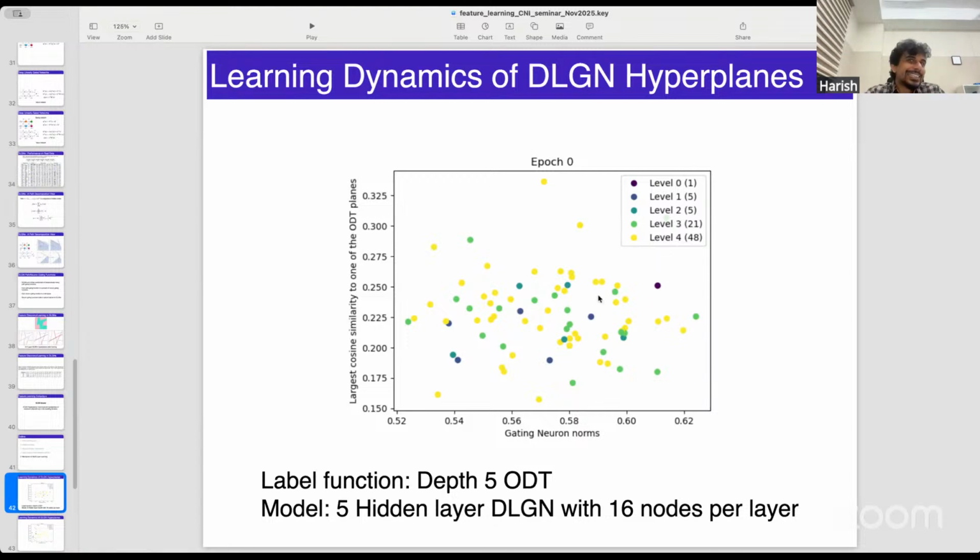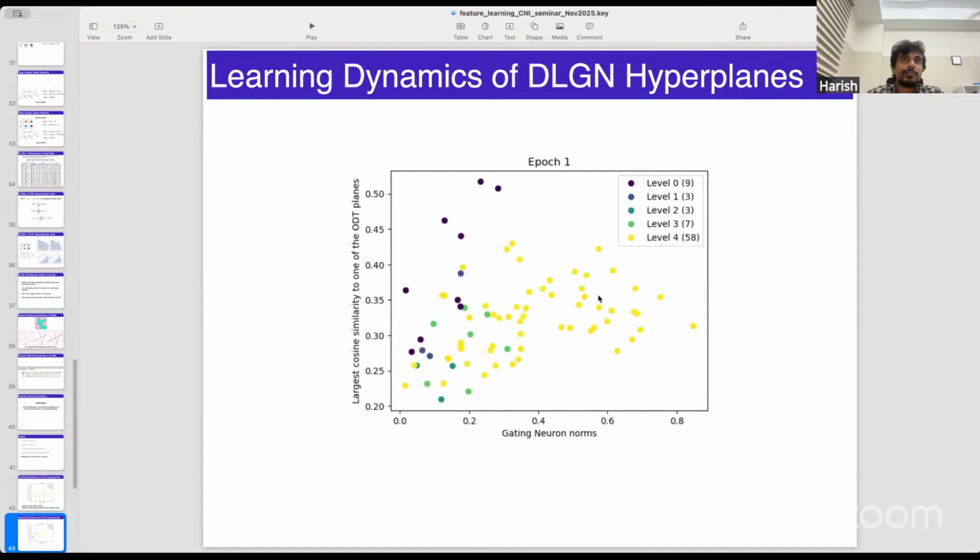At initialization, there is no pattern. But immediately, even after the first epoch, you see something strange happen: pretty much all the DLGN hyperplanes, or DLGN gating neurons, get closer to a level 4 ODT node, which corresponds to the leaf nodes. That happens at epoch 1.